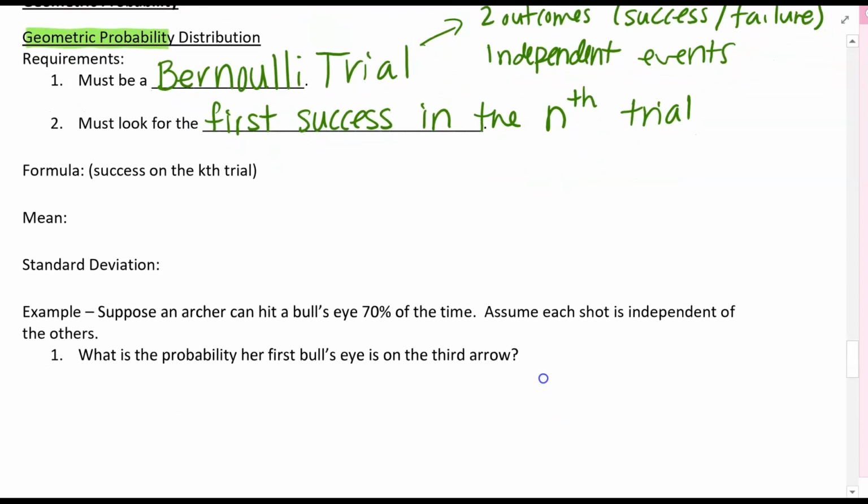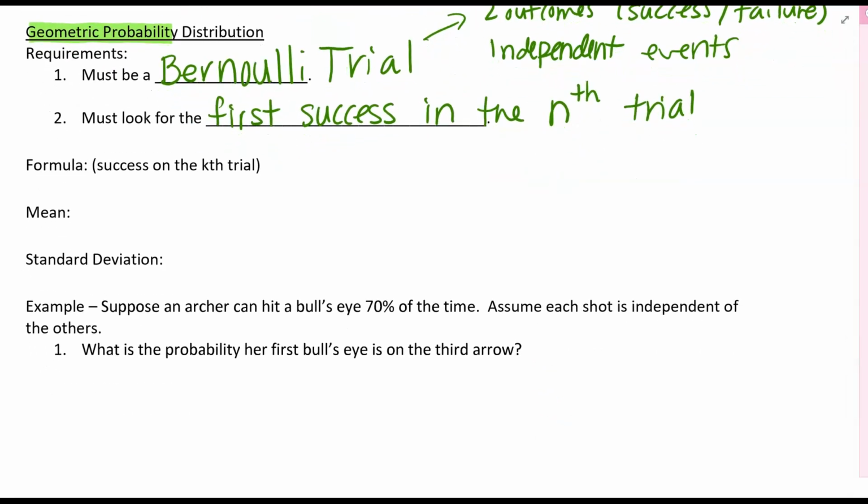For example, if we look at the bottom, it says, what's the probability that her first bullseye is on the 3rd arrow? So I see the word first, success. Those are your key words that tell you it's geometric. The first success and the nth trial. That tells you that it's geometric. And then we have formulas. So success is on the kth trial.